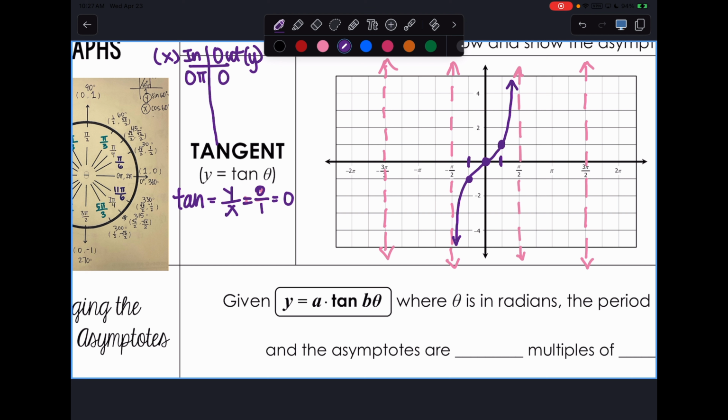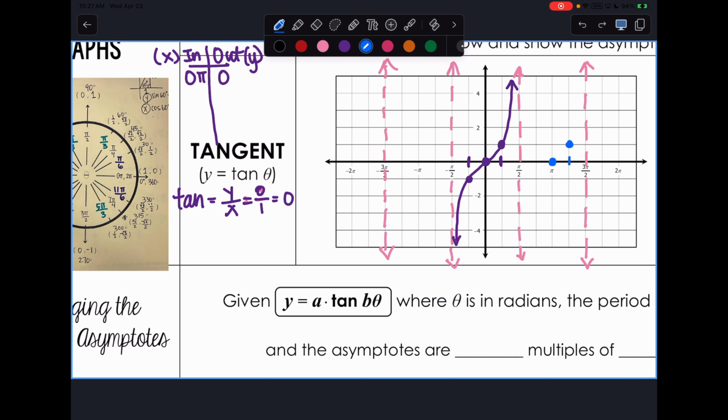This is one period right here. We're going to go to the next period. Where's the center? Pi. Put the x-intercept there. You're going to go halfway between the asymptote and pi. Where is that? That's 1/4 of the way, right? So I'm going to go up 1 and make my right side up parabola.